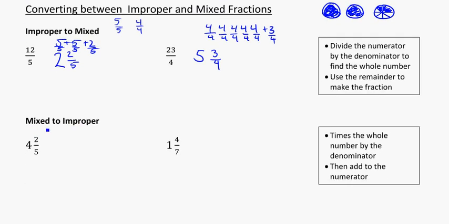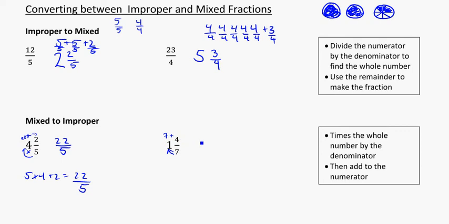To go the other way, from mixed to improper, you're going to times the whole number by the denominator, or the bottom number, and then add it back to the numerator. So, 5 times 4 gets me 20, plus 2, so here we're multiplying between those two, gets me to 20, and then I'm adding 2, gets me to 22 fifths. So that's 5 times 4 plus 2 gets me to 22, and the bottom stays the same. So I can hide those 4 wholes back inside if I put in all those fifths, and I get 22 fifths.